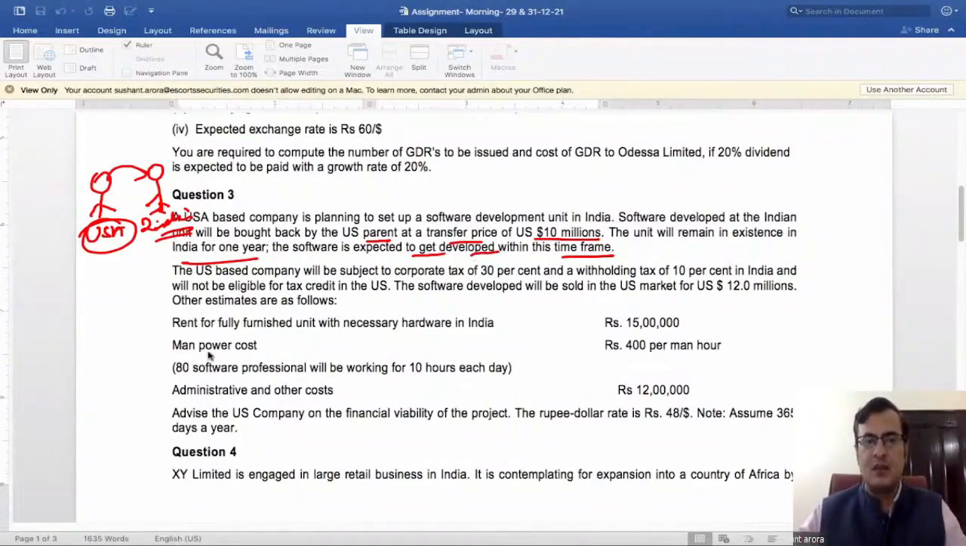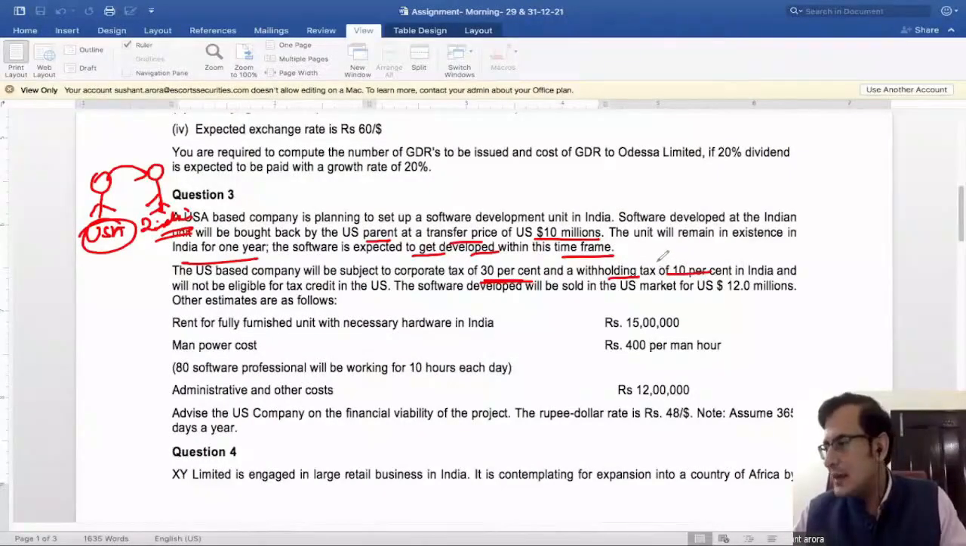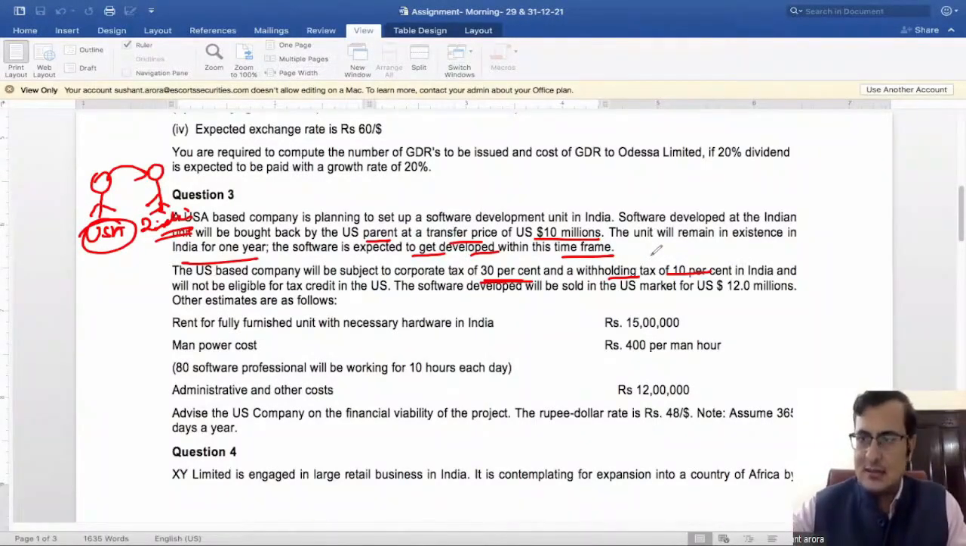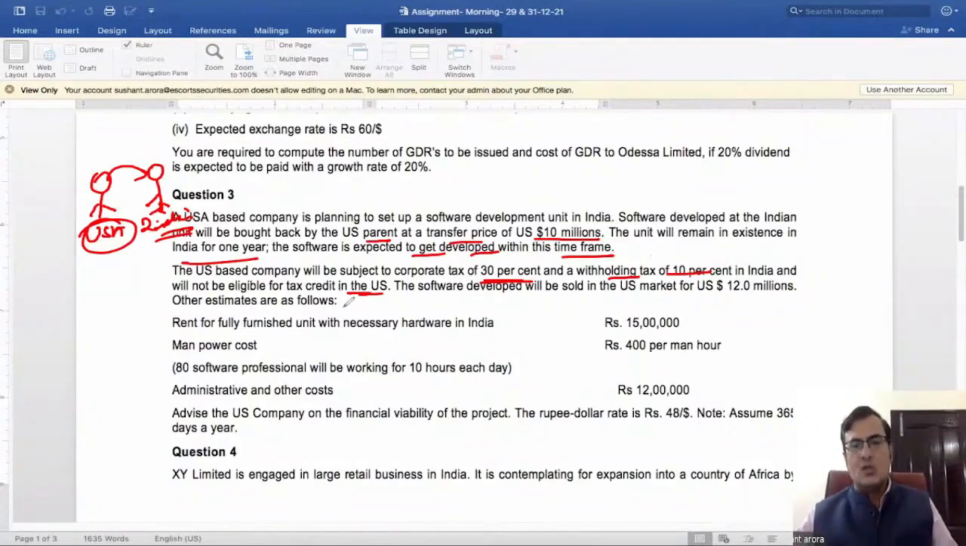Okay, so they are making investment only for 1 year only, and they are expected to get developed within this time frame. Okay, the US based company will be subject to corporate tax at the rate of 30% per annum, with a withholding tax of 10%. Sir, what is a withholding tax? A withholding tax means like a TDS. Okay, that's the case. And will not be eligible for the tax credit in the US. Okay, so it's like a cost for them. So almost we can say 40% is tax, right? Here, the software developed will be sold in the US market for US dollars 12 million.